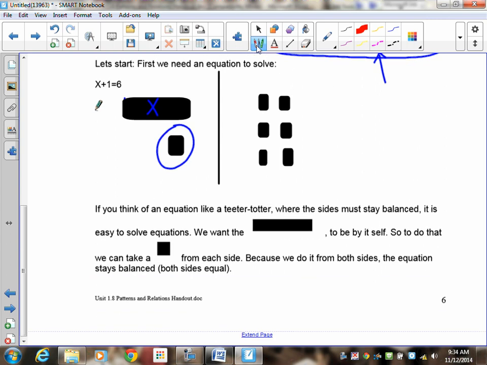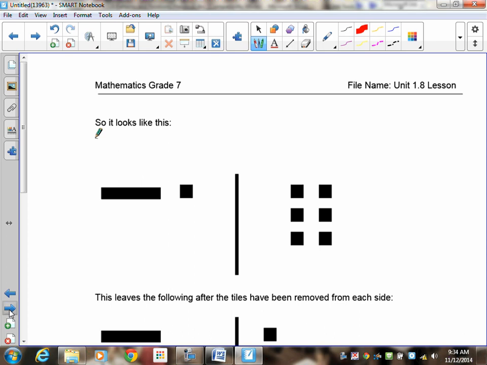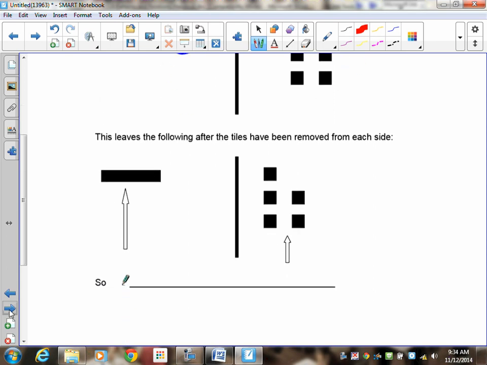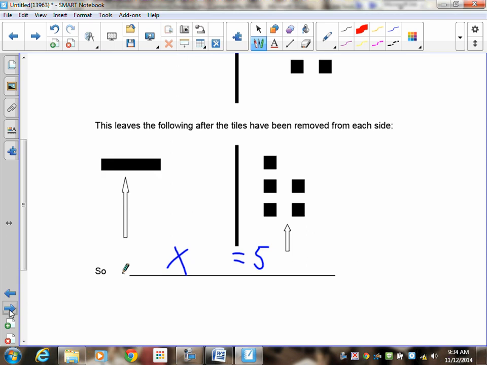So let's take a look at what happens. Here we have the same equation. I've just redrawn it for you. If I take and remove this from one side, and I have to take one of these away also, I have done the same thing to both sides. What that leaves is the following. And you can see that now that I've got the x by itself, I know that x here is equal to 5. And that solves that equation. Now I know it seems very simple. It's going to get more complicated.